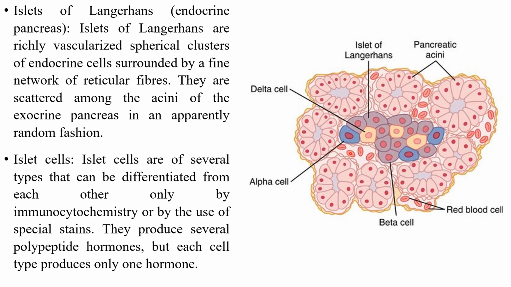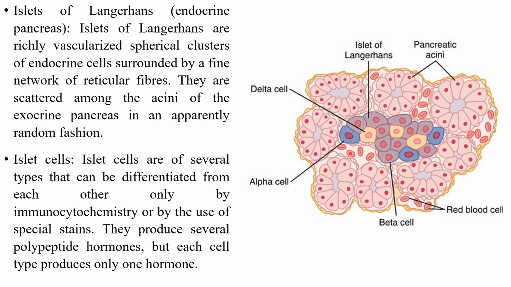There is no exact fashion for their scattering in the pancreas. They are present everywhere, scattered in between the acini. And these are richly vascularized cells, highly vascularized with lots of blood vessels in between, masses of cells surrounded by a fine network of reticular fibers. There will be a clear separation of acinar cells and the cells of the islets of Langerhans.